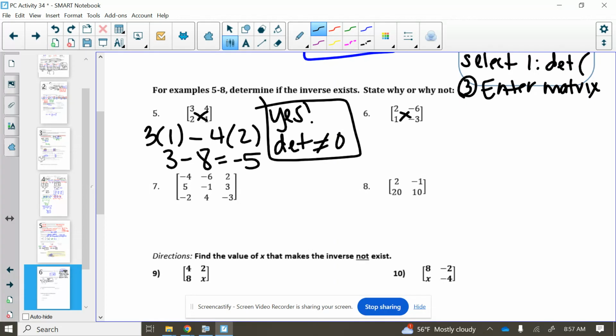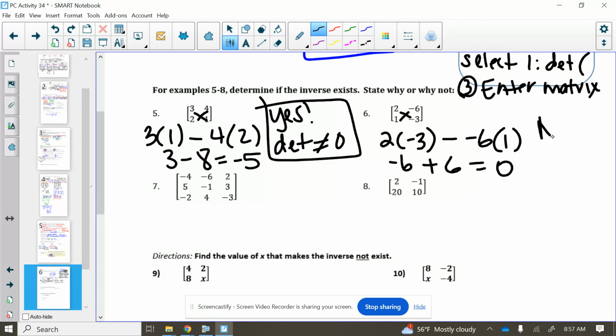Next one, we do A times D, 2 times negative 3, minus B times C, negative 6 times 1. We end up with negative 6 minus negative 6 times 1, so negative 6 plus 6, that's 0. This one is going to be a no because the determinant does equal 0, and so our inverse is not going to exist.